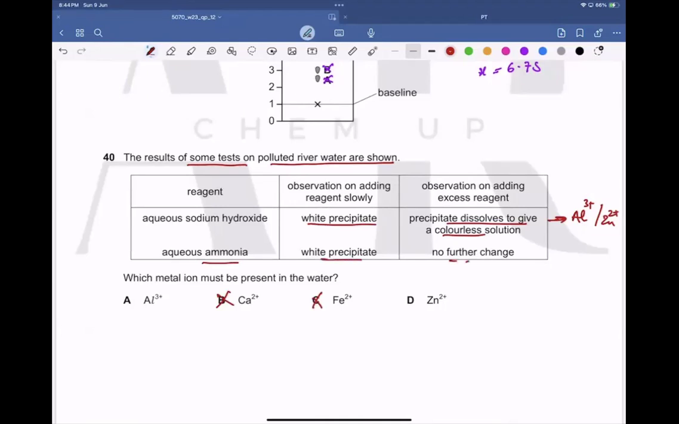Aqueous ammonia, white precipitate, no further change. So from here it is confirmed that it is aluminium, because with zinc the white precipitate dissolves. So D goes wrong as well, and we are left with only option A. So A is the correct answer. Is this clear to all of you?